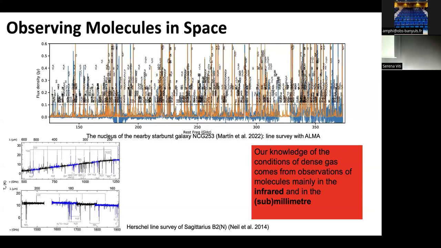And then in the infrared, of course, now we have the JWST, but before that we had Herschel. And also in the infrared, you can observe a lot of molecules. This is Sagittarius B2, so it's towards the galactic center. These are lots of molecular lines, both in absorption and in emission. And the infrared part tends to trace warmer, hotter gas, and the sub-millimeter part of the spectrum traces the colder gas. So the combination of these two parts of the electromagnetic spectrum gives us an overview of all the gas that can be traced by molecules.